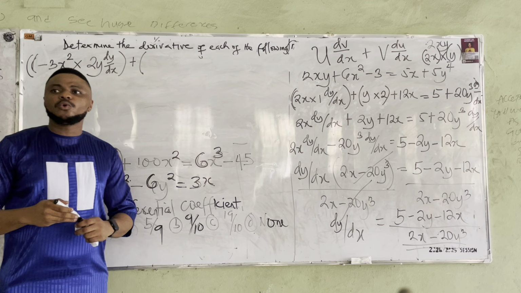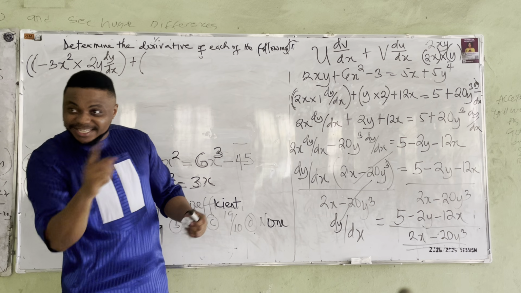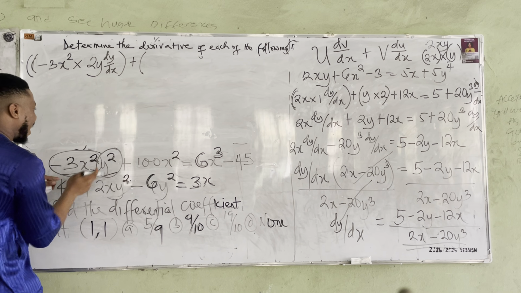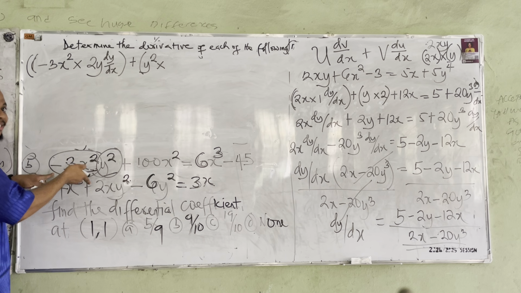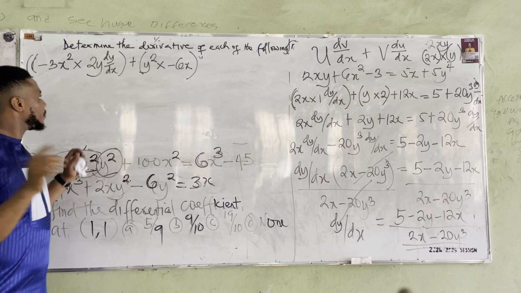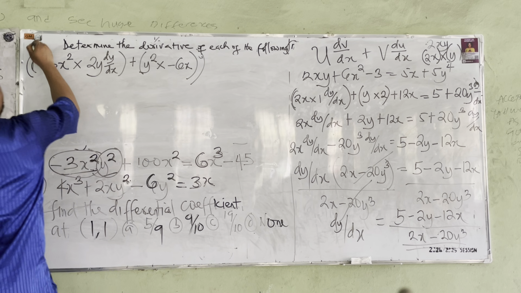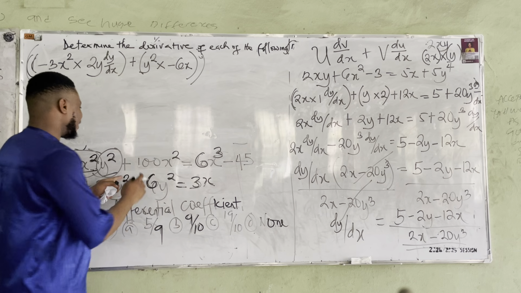This time you will not keep x constant again. This time what will you keep constant? Y, and you differentiate. So if you keep y constant, it will be what? Y squared times minus 6x. Close. Then you close the bigger bracket. Then you come here and do the normal thing we have been doing.